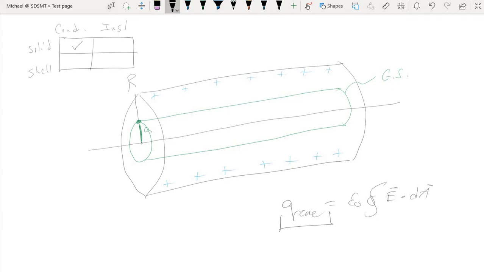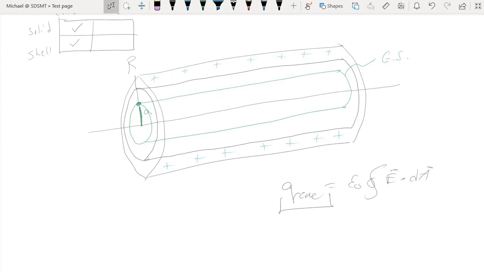If we switch to a conducting shell, we'll make the shell. We want this cylinder to have a very thin shell. And we'll ask the same question. What is the electric field at radius A? Well, our Gaussian surface at radius A still is not enclosing any charge. And so the electric field at radius A will be 0.